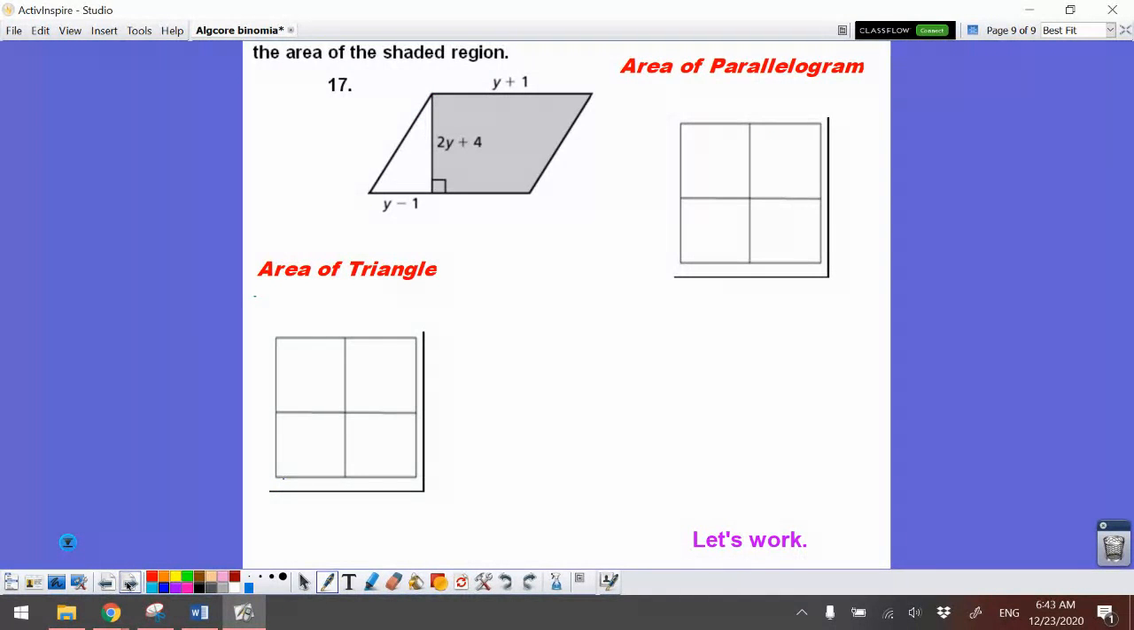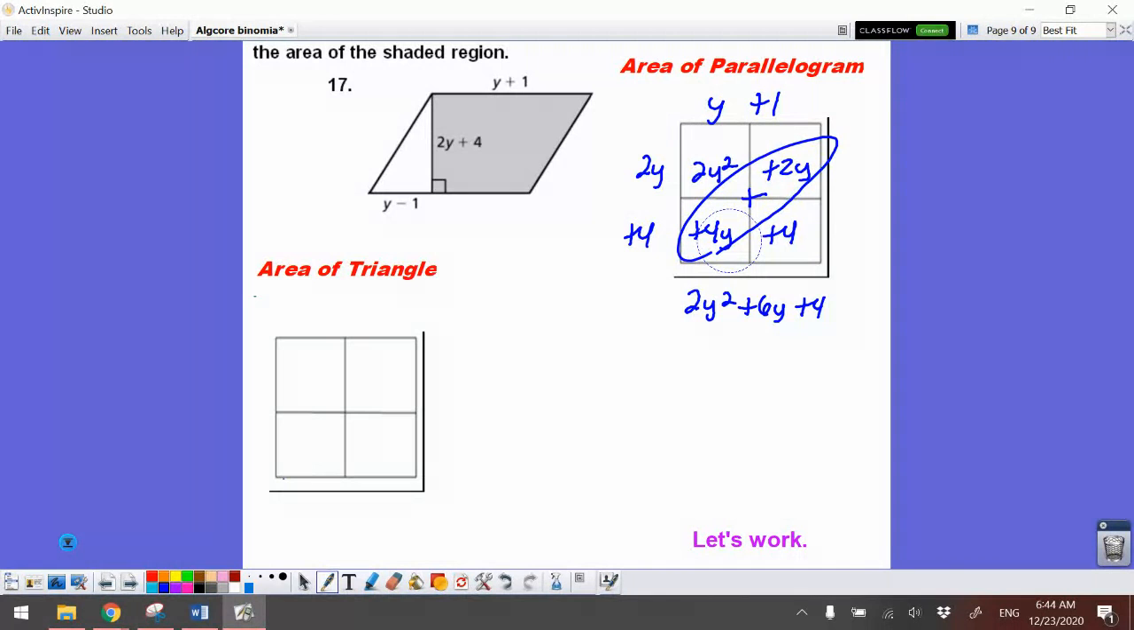We got one more. Let's do this area of the parallelogram and the triangle just because it's a good one to talk about. All right, so let's talk about the area of the parallelogram. Well, parallelograms are treated the same way as a rectangle. So we're going to take the 2y plus 4 times the y plus 1. So that gives me 2y squared plus 2y plus 4y plus 4. So I have 2y squared plus 6y plus 4 because I went ahead and combined on the diagonal.